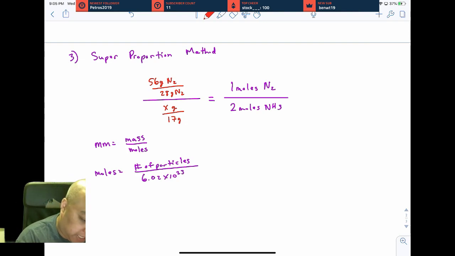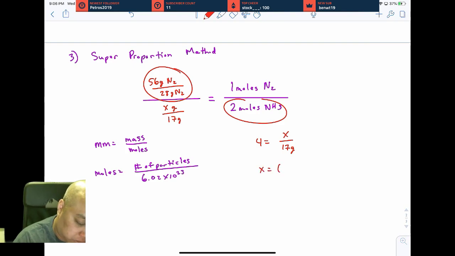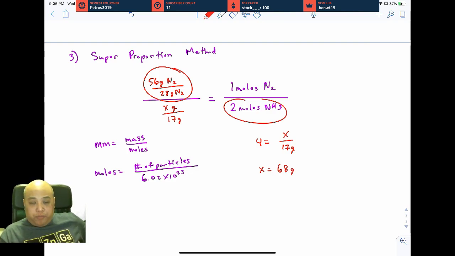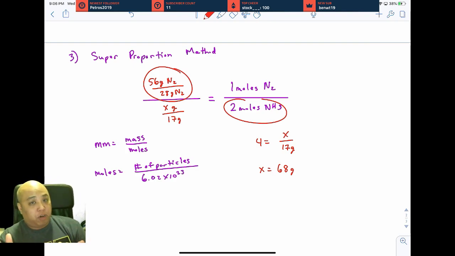What I end up getting here is this 2 times this 2, which is 4, is equal to X over 17. So then X equals 68 grams. And so that conversion method works as well. What's great for all these methods is you can just keep adding conversions into this, and piece by piece put things together and make them all work. So I don't have a preference for this.